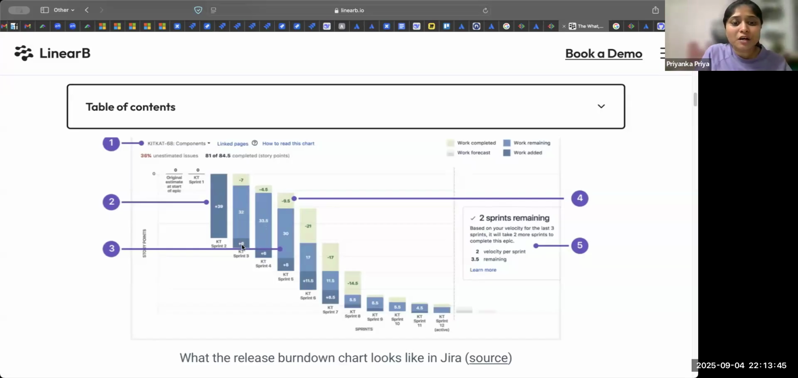So 32 is how many story points we added, and in sprint 2 it shows how many story points are remaining. This dark blue is how many points are added. Light blue is how many are remaining. There are 3 colors here. Light green tells you how much work was done in that sprint from a release point of view. And light blue is how many points of work is pending. Dark blue is how many points of work is added.